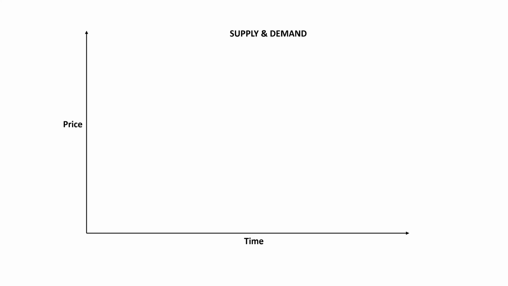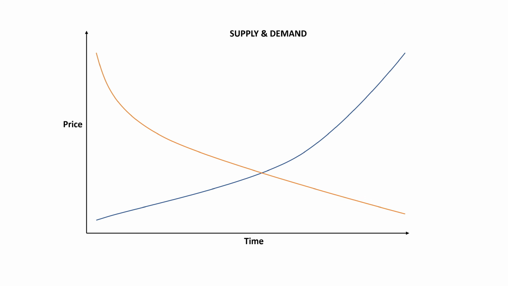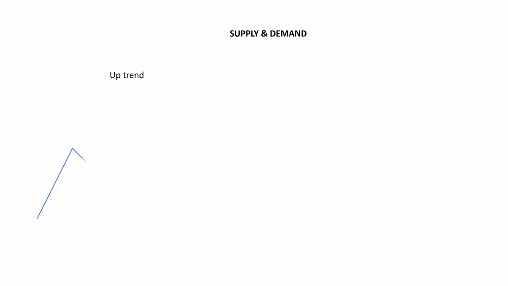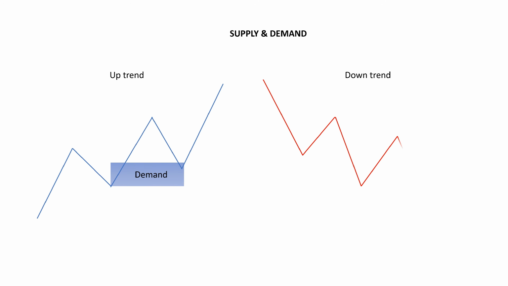Supply and demand. Supply and demand is what determines market direction. That is to say, when the demand is high, price moves up, and when supply is high, price moves down. In simple terms, in an uptrend, demand is in control, and in a downtrend, supply is in control.